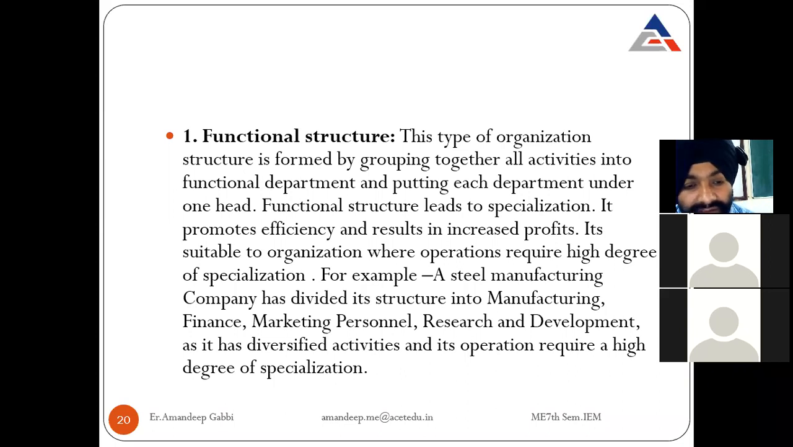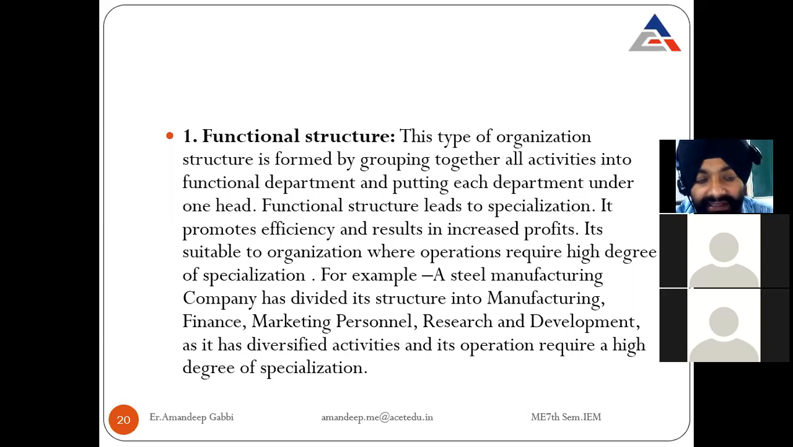It's suitable for organizations where operations require a high degree of specialization. For example, a steel manufacturing company has divided its structure into manufacturing, finance, marketing, and research and development, as it has diversified activities.